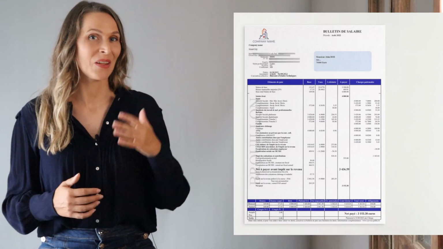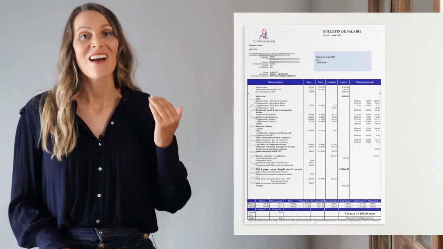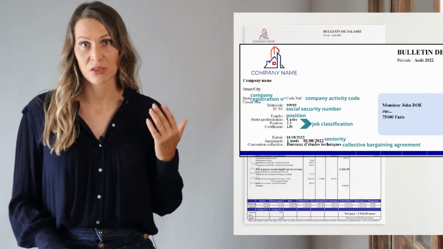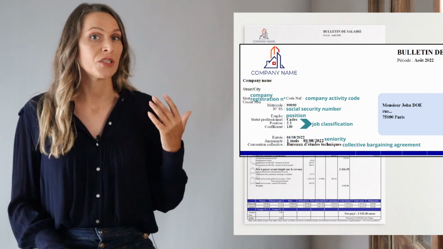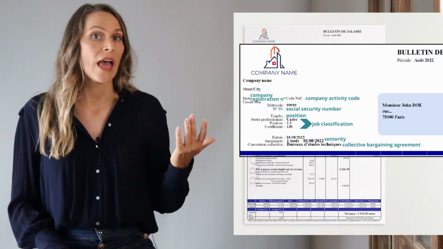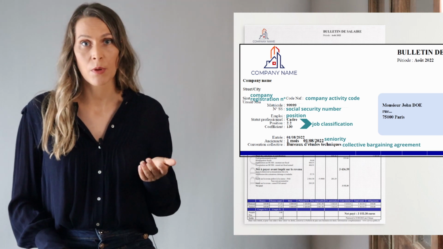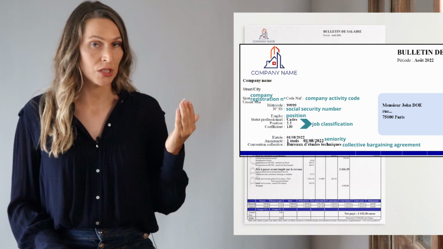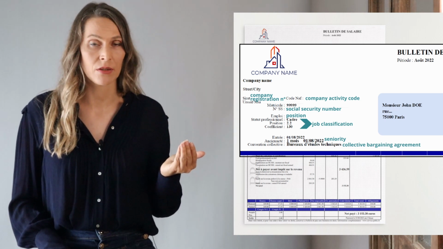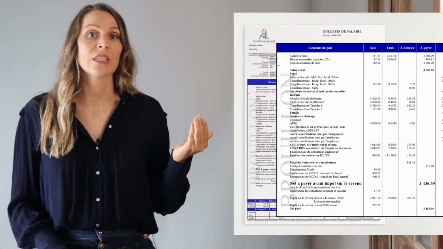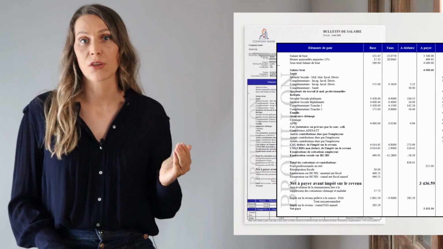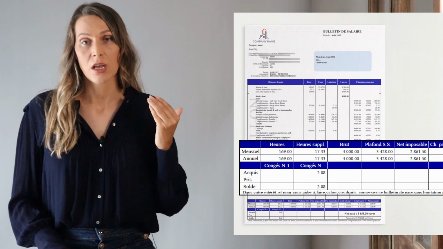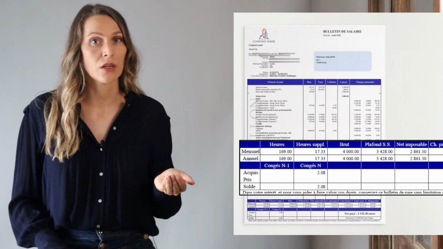It can be broken down into three main sections. On the top you will find information about the employee, his name, address and social security number, information about the employer, the company name, address, the unique registration number and the company activity code, as well as information about the position and the collective bargaining agreement. The main body represents the gross to net calculation. And on the bottom, you will find information such as the annual totals and the vacation account.